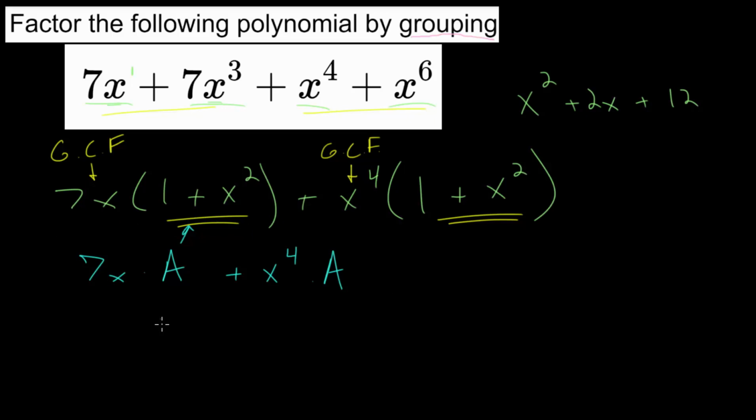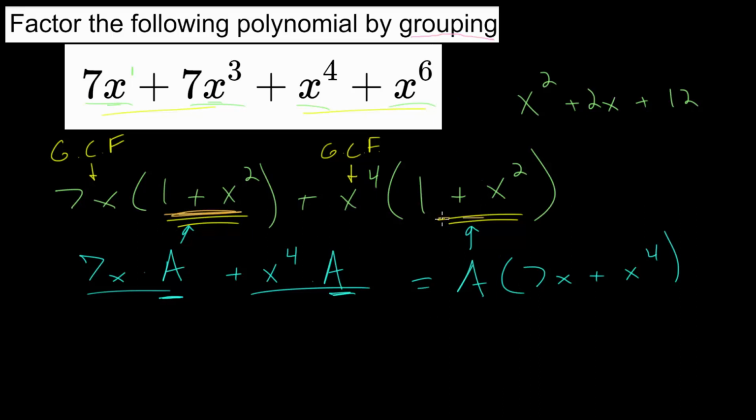But rewriting it like this makes it a little bit clearer that both of these terms share a common factor of a, which we can then factor out, so that here we have 7x, and here we have x to the 4th. But of course, we know a is this expression here. But the general idea is that when looking at this polynomial after applying the grouping method, they share this expression in common, which we can factor out.